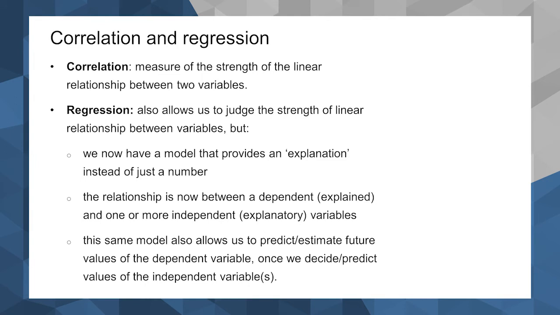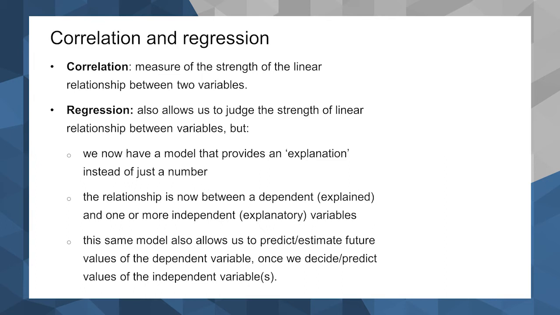So correlation measures, as I said, the strength of the linear relationship. But it is just a number: 0, 0.5, minus 0.82. You can't say, if this happens, this will happen to the other one. You just know that the correlation is there. The way to find a model that will provide an explanation and allows you to predict the value of one variable based on the other is regression.